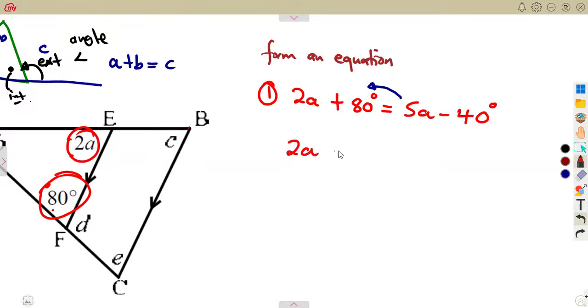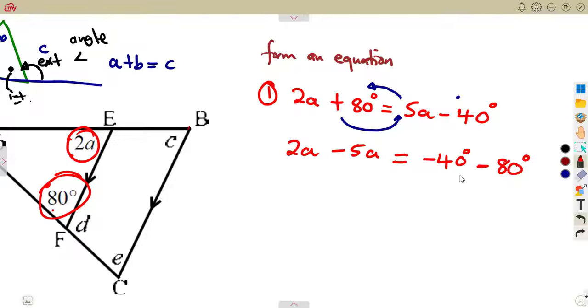The 5A to the left-hand side will be minus 5A, which is equal to, already there is a minus 40 degrees on the left-hand side. So that is going to be minus 40 degrees. We take the positive 80 to the other side. Remember that the moment a number crosses the equal sign, it changes its sign. So if this was a plus, it is going to change to a minus. So that's minus 80 degrees.